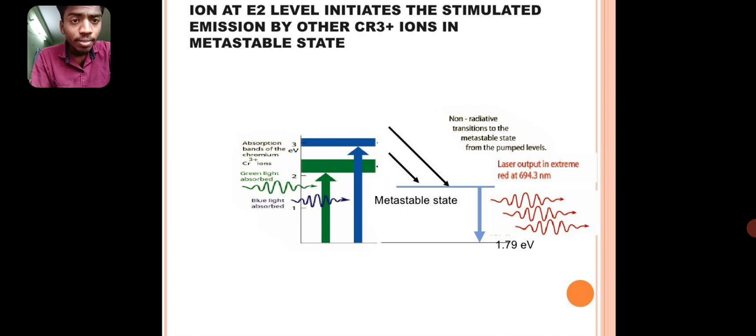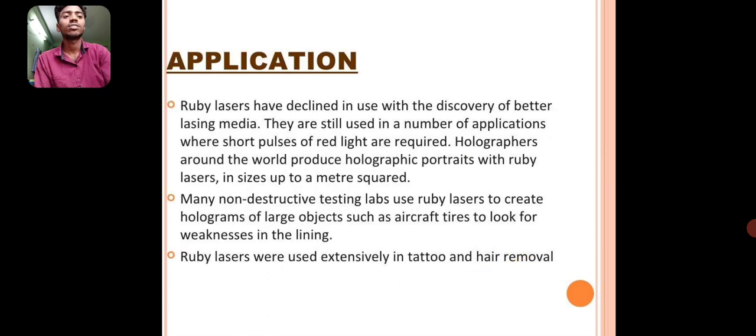We can see in this diagram the absorption bands of the chromium 3+ ions: green light and blue light absorbed. The ions in the metastable state come down after completion of the 0.003-second lifetime to the ground state, energy level E1. A photon is emitted, and this continues simultaneously. The laser output is in extreme red at 694.3 nanometers, at 1.79 eV.